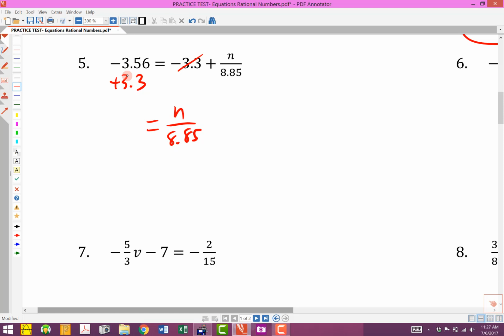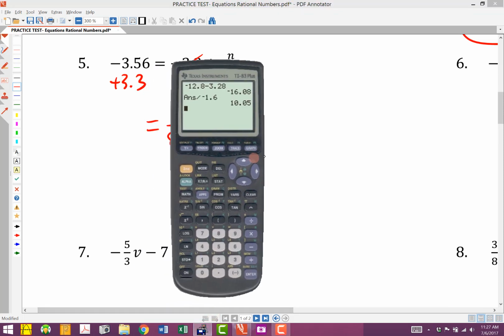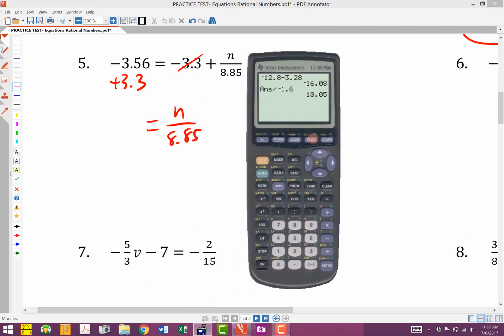And then when we combine the two of these together, again, this might be something that you can do in your head. Let's just double check and make sure. So negative 3.56, and then we're going to add 3.3.